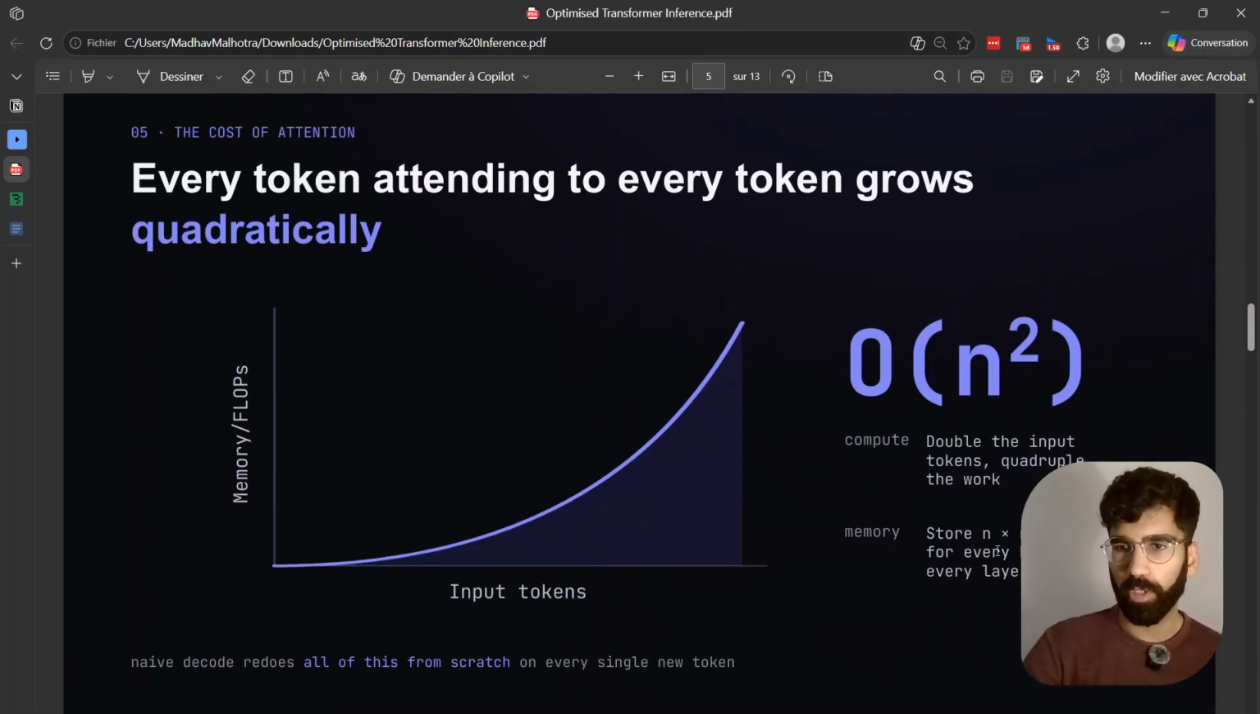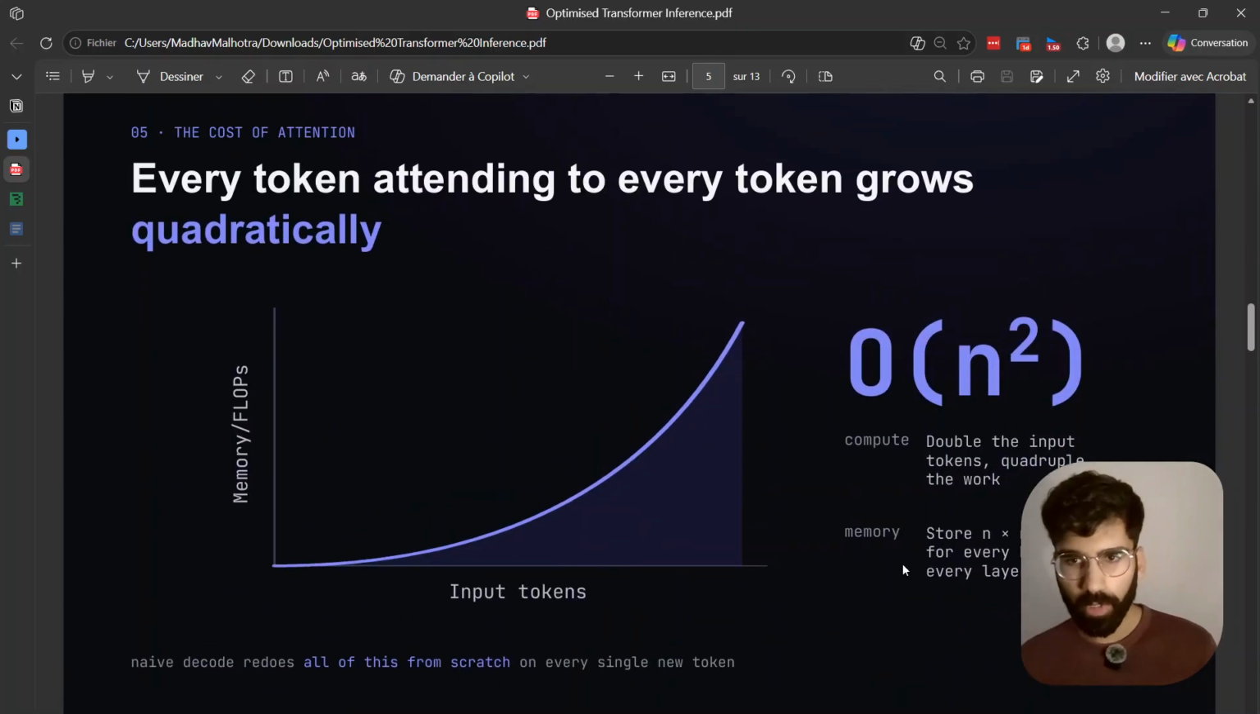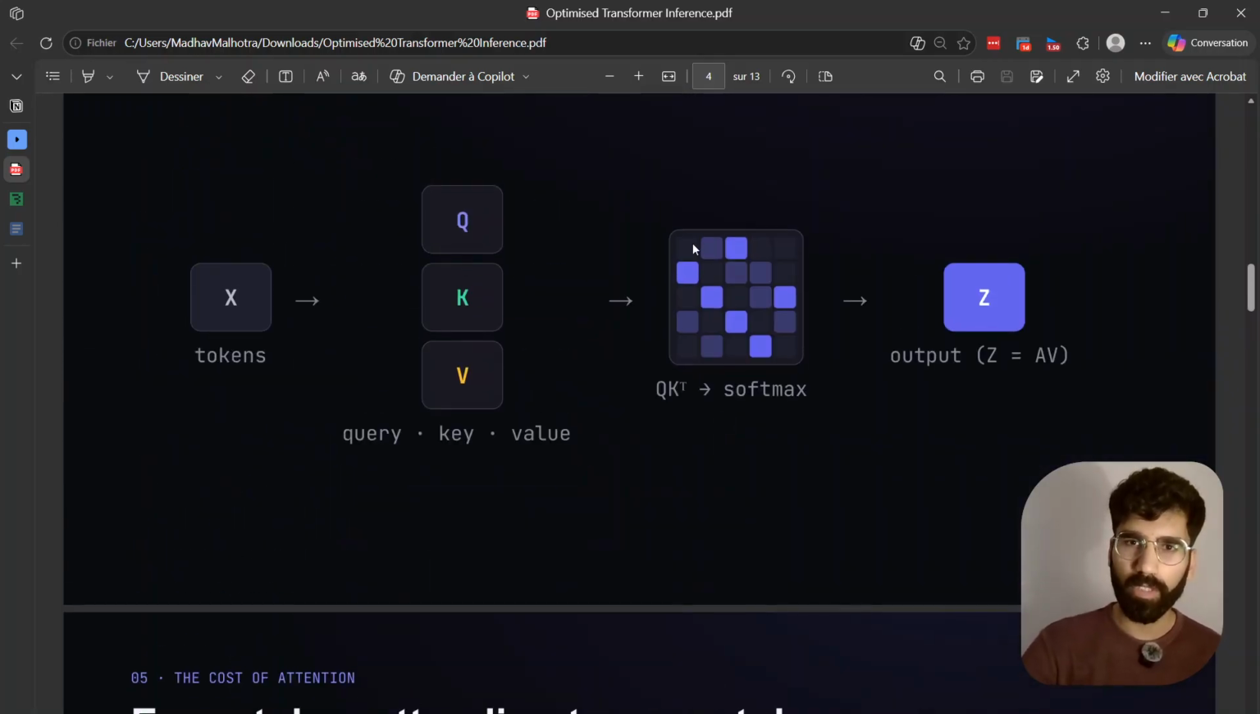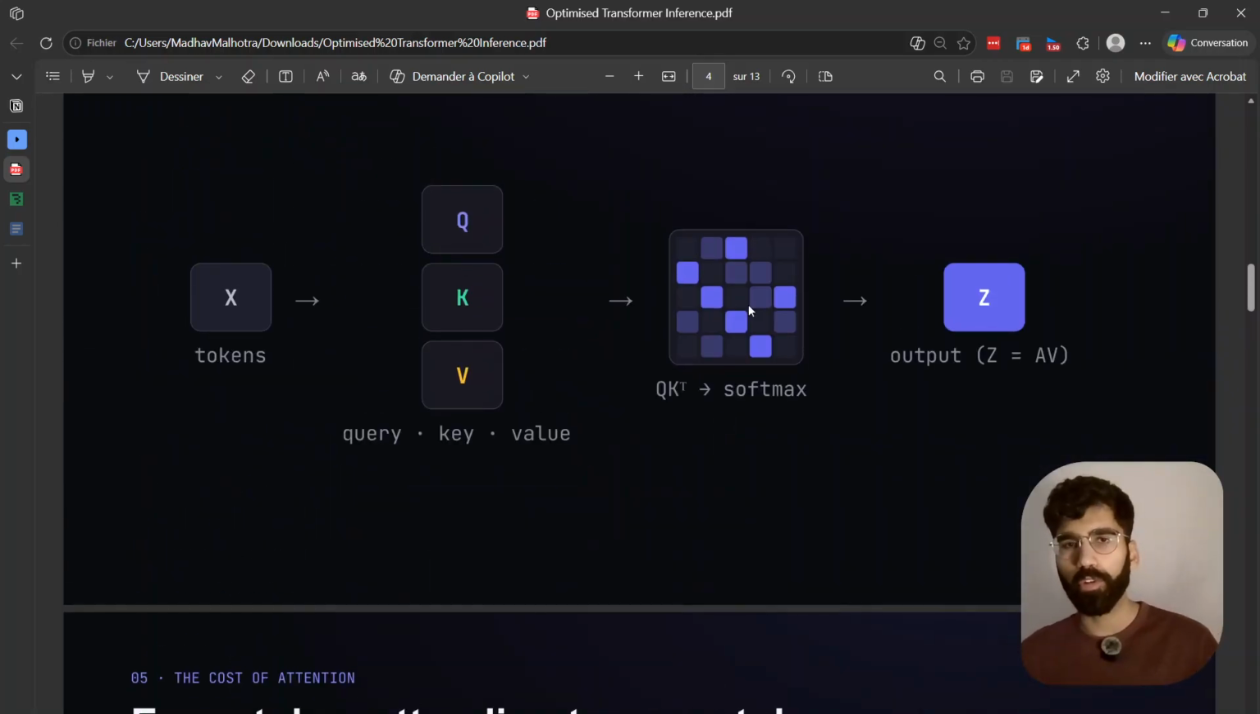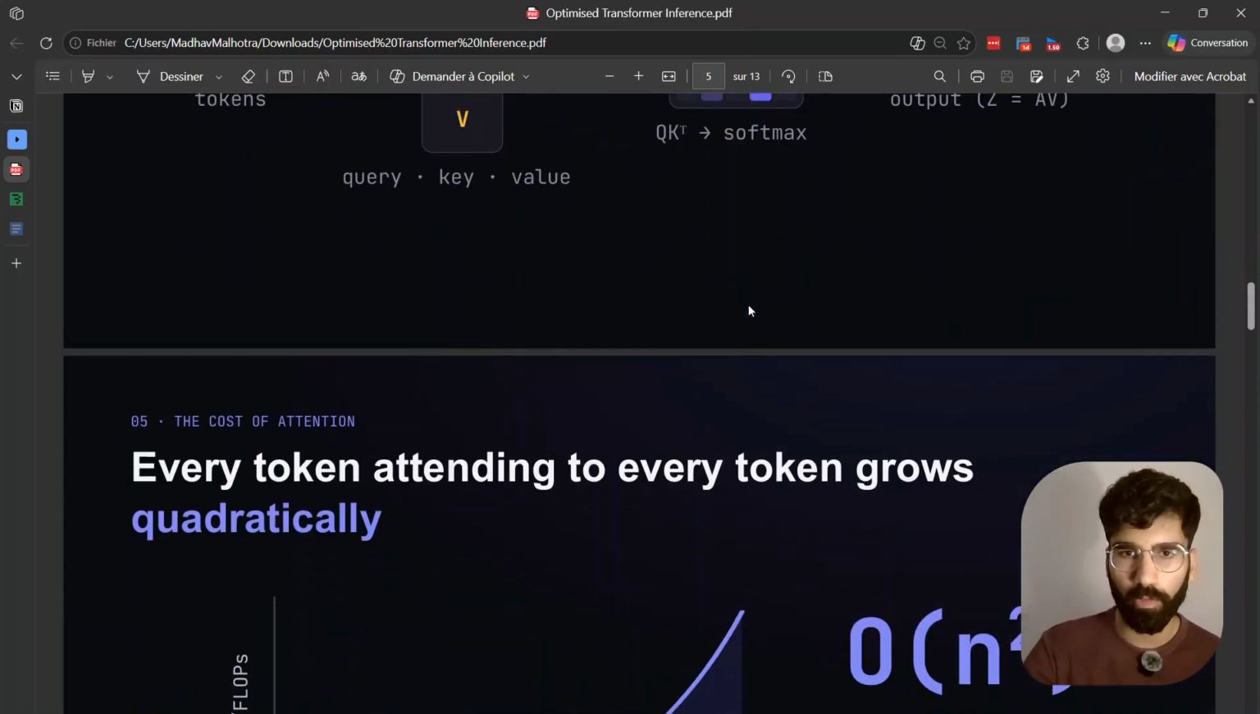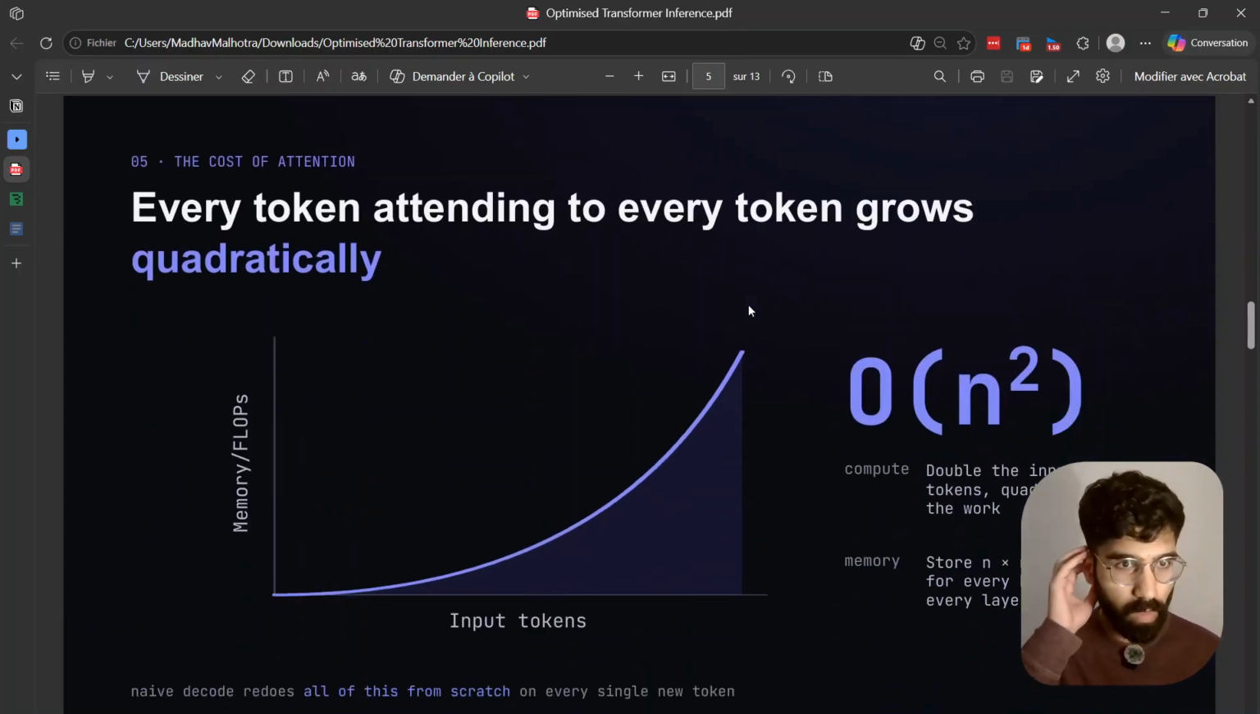So clearly we need a bunch of memory to store those n by n scores. And for each of these positions in a matrix, you have a full dot product going on. So that's a lot of computation as well. So we can see that attention is very costly if we try to do it in a naive way.